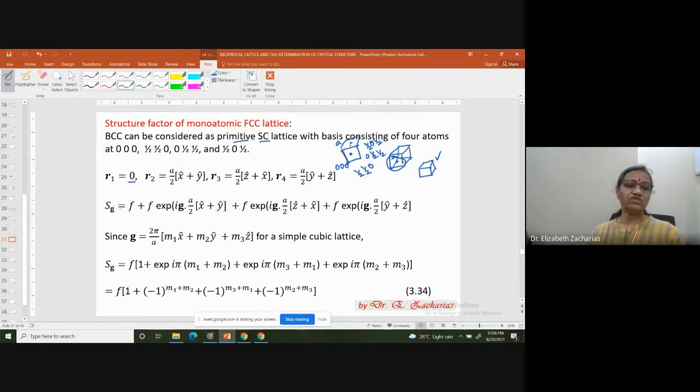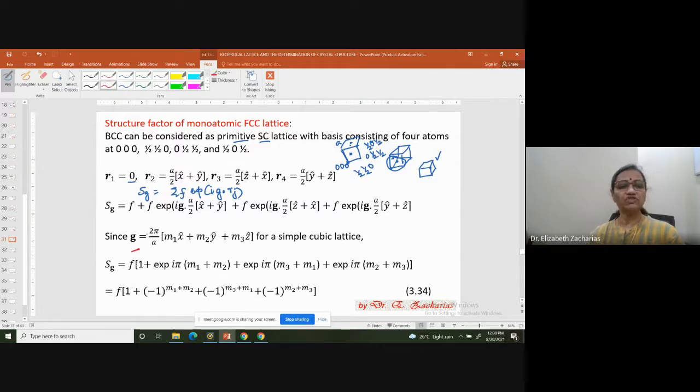You have to write Sg, the structure factor, is equal to summation f into exponential i G dot rj, where rj will be r1, r2, r3 and r4. Make substitutions. But again, if you want to complete this problem, you need to know what is G for simple cubic. Please remember what is G for simple cubic.